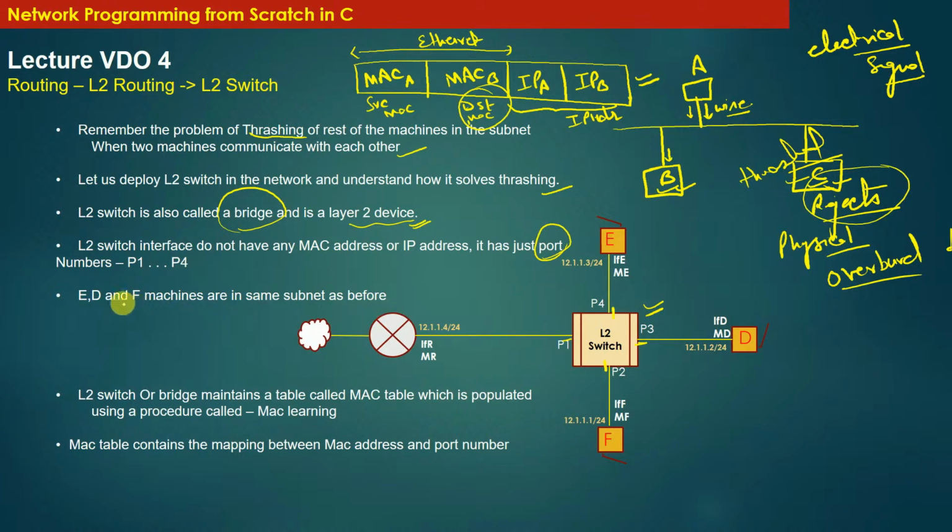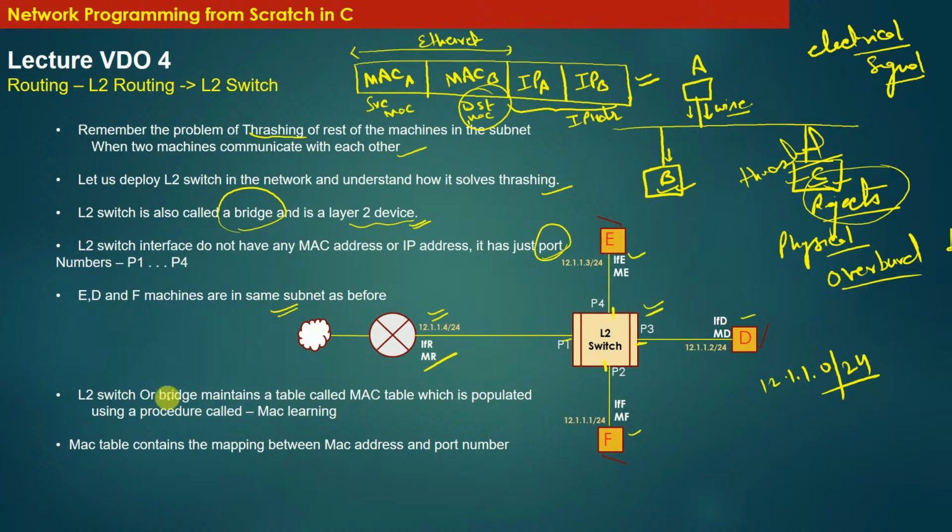Machines E, D, and F are the machines present in the same subnet. Why are they present in the same subnet? Because they all have the same network ID. The network ID is 12.1.0/24. In fact, the interface IFR of the router is also present in the same subnet as machines E, D, and F because it also has the same network ID.